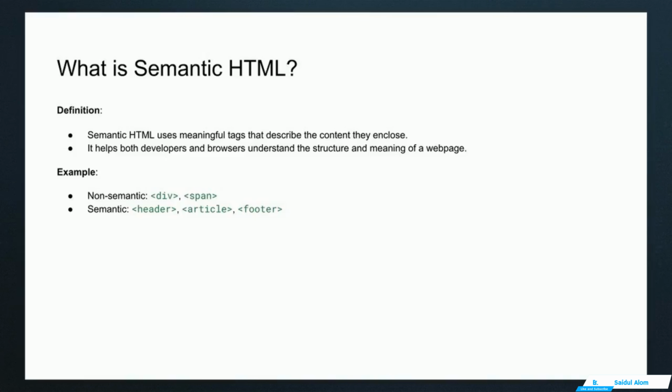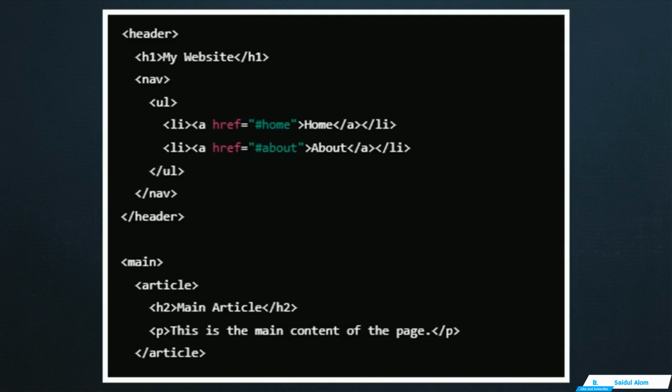This presentation slide outlines the definition of semantic HTML. Instead of relying on non-semantic tags like div and span, semantic HTML uses meaningful tags like header, article, and footer that accurately describe the specific purpose of the content they enclose. This code snippet shows major structural elements.